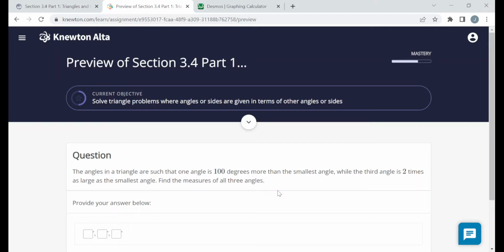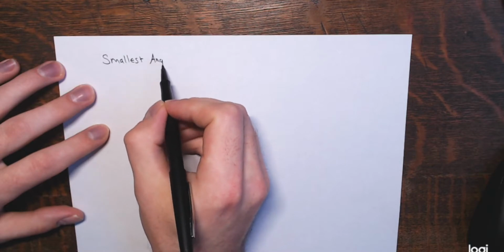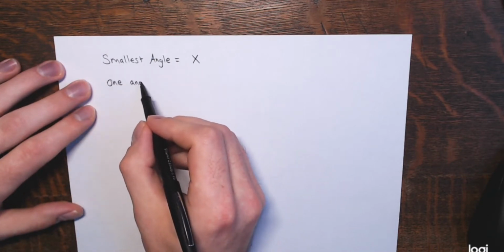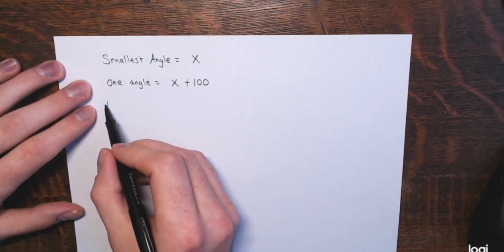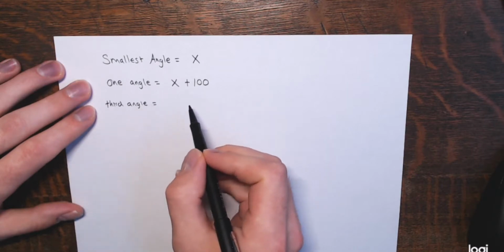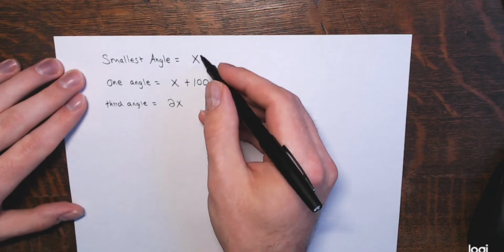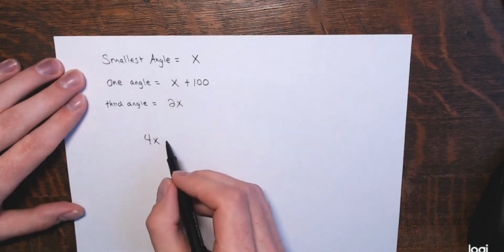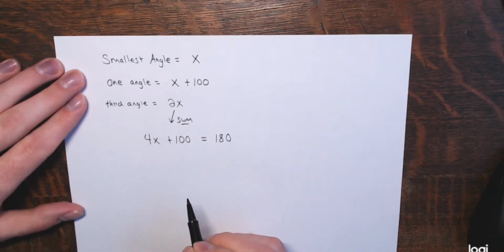So very similar to a problem we saw a little bit ago. Alright, so this time I'm just going to say, hey, let's say the smallest angle, I'll call it x again. Another angle, they said, was 100 degrees more than the smallest angle, so x plus 100. And the third angle was 2 times as large as the smallest angle, so 2 times x. And these are angles of a triangle, so they should add up to 180. Now if I add these up, x plus x plus 2x, that'd be 4x, plus the 100. This should be equal to 180, right? This is their sum right here, 4x plus 100. And this should add up to 180.